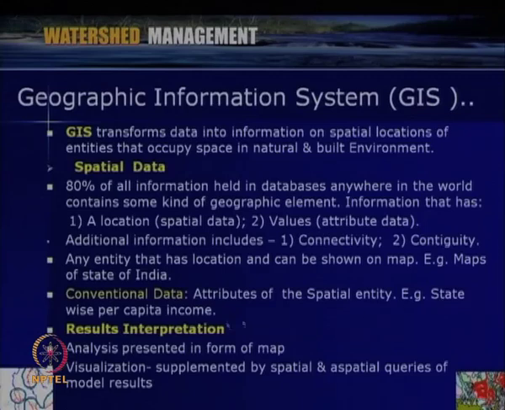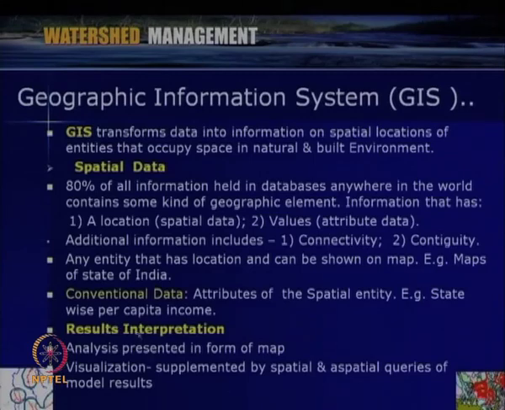So the data can generally be conventional data, like attributes of the spatial entity. For example, state-wise per capita income, or how the population varies, what the education of the population is, the literacy rate, where the wells are located, or how the water resource availability varies. These kinds of things we can represent as spatial data in a conventional way. Then, based upon the data, we can manipulate it, and we can obtain various other kinds of maps, or results can be produced, and then we can interpret these results.